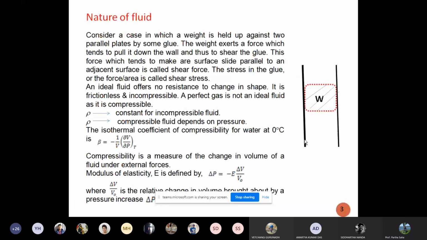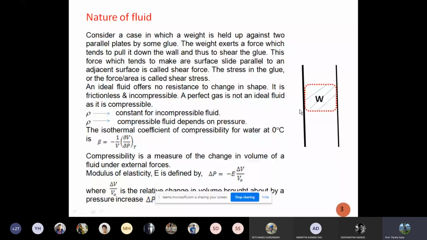So let's move to the next slide. As you can see, what happens generally for real fluids or a perfect gas if you hold a weight against some parallel plates by some means, let's say some glue? The weight is going to exert a force due to gravity. The weight will try to pull it down, right? As you can see, this is the weight. You held it up using some glue, so the weight is going to drag it down. So the weight is going to exert some sort of shear force, right? This force will tend to make the surfaces slide past each other, right?